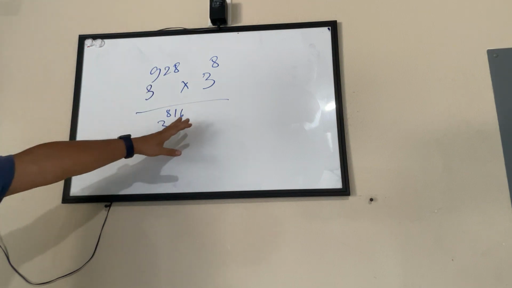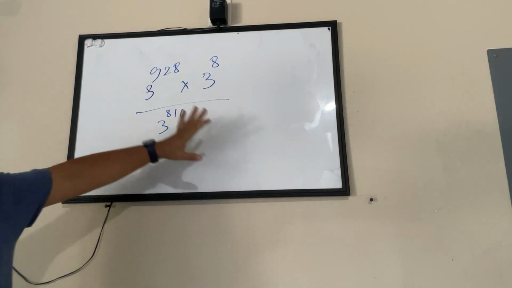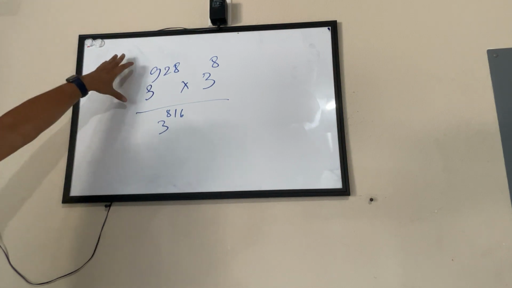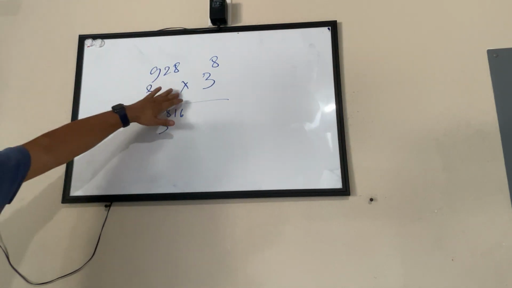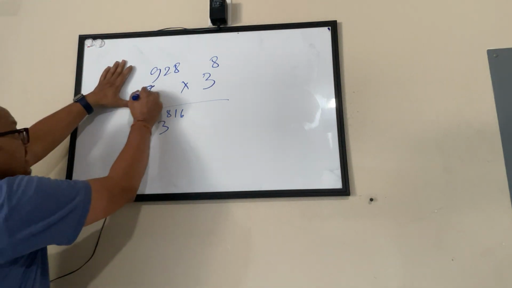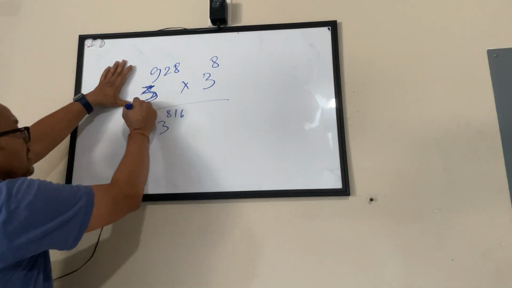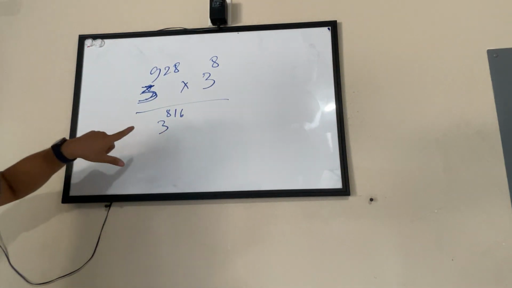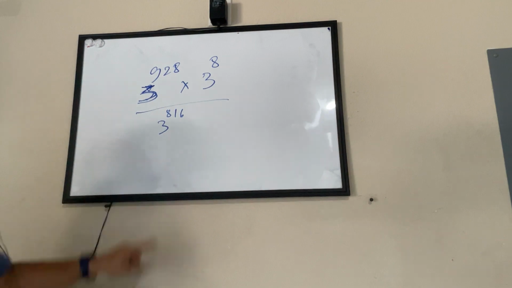So, okay, now without doing it the long way, can you guys solve this for me and tell me what the answer would be? 3 to the power 928 multiplied by 3 to the power 8 divided by 3 to the power 816.